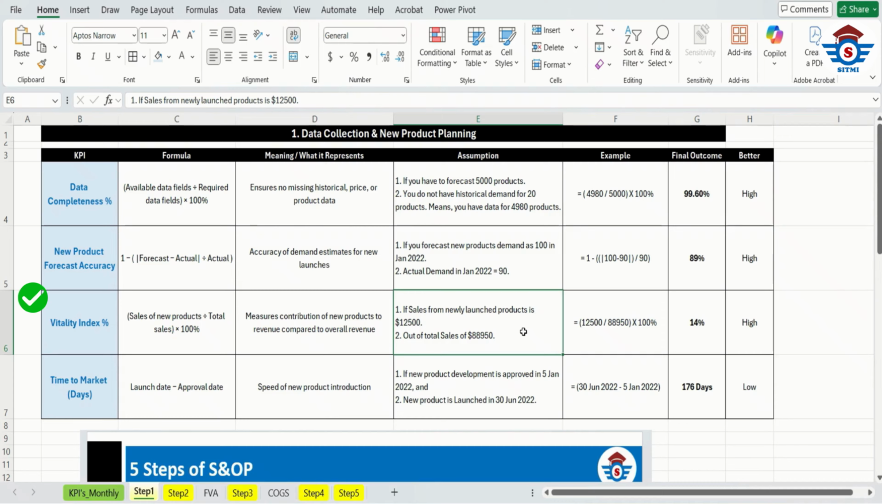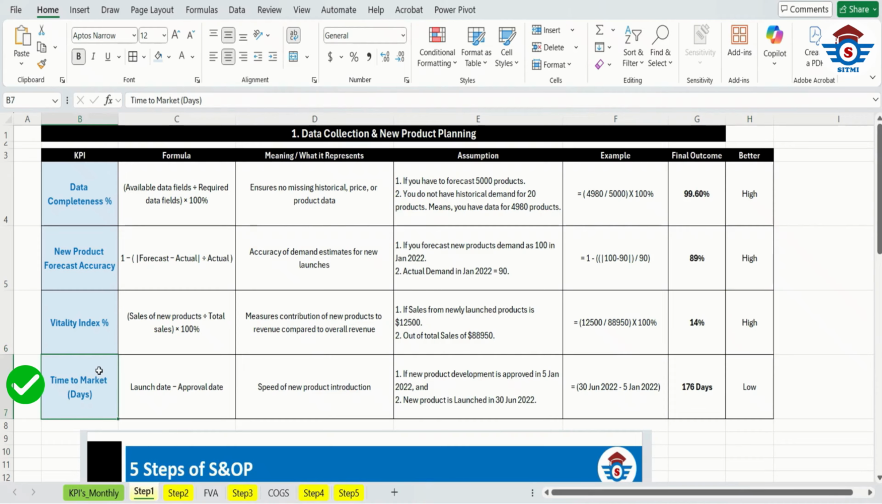Now, let's assume that the sales from newly launched products is $12,500, and our total sales in that particular month was $88,950. When we put these numbers in our formula, it tells us that 14% of the sales is coming from the newly launched products. Higher the number, always better for the business, because it tells us that the newly launched products are performing very well in the market.